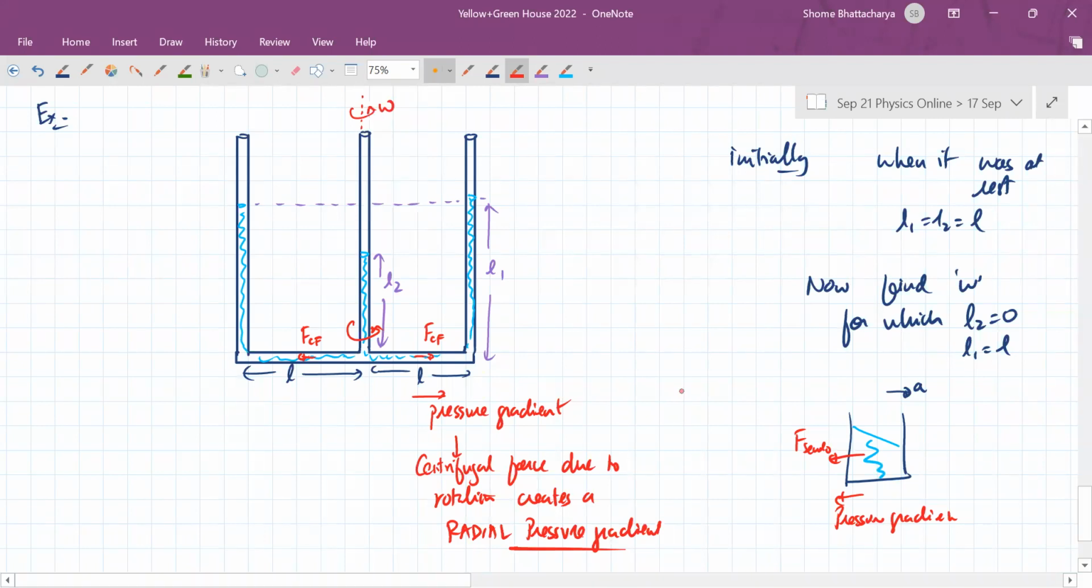So ultimately, what we want to do is, let's say this point is A and this point is B or this point is C. Now you will see that because of this radial pressure gradient, pressure at B will be greater than pressure at A. Pressure at C will be greater than pressure at A due to this radial pressure gradient. So that is the concept we have to correlate over here.